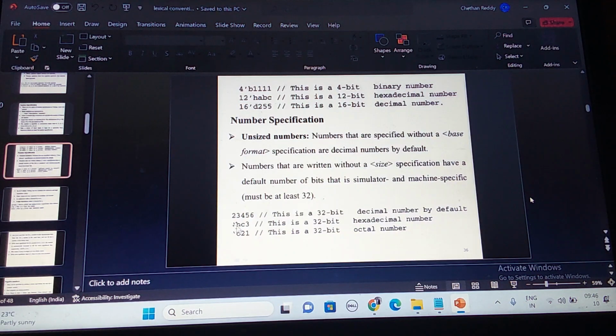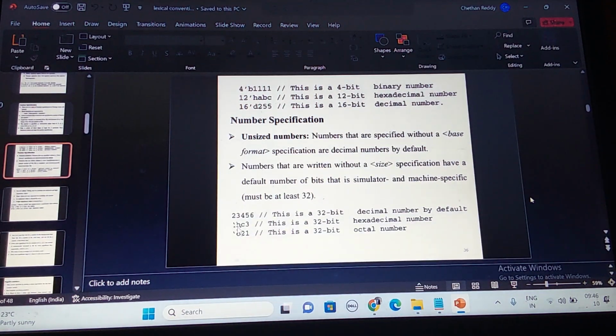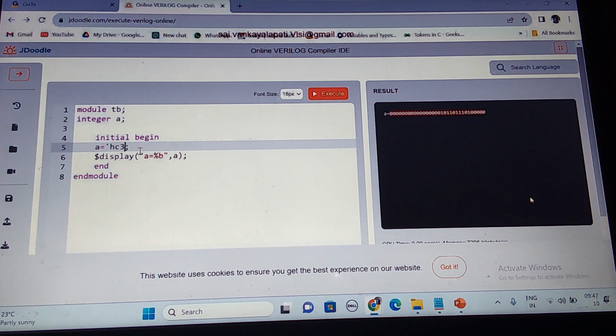Now in this second example, we are not writing the size of this number. What is the size of this number? What is the number? 'h indicates a hexadecimal number. C in binary is 1100. 3 is 0011. Now I'm going to give this number. I'll declare this as an integer. Now what is the number? 'hC3. 'hC3.